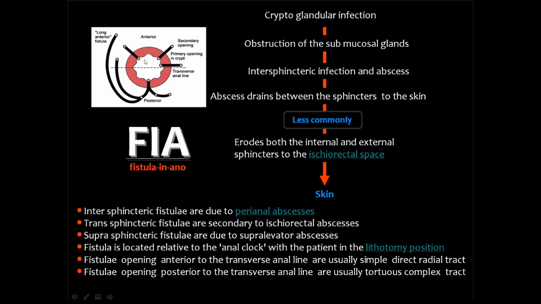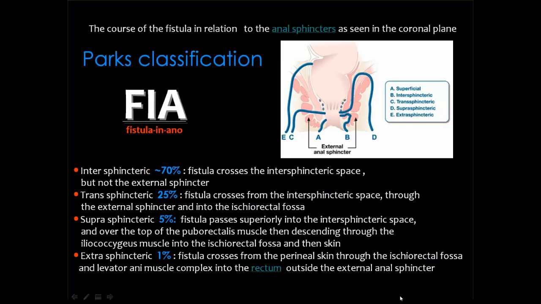They are single track with no side branches and so on. But if the fistula occurs posterior to this line, then you expect that they are branching and going into different directions. Fistulae opening posterior to the transverse anal line are usually tortuous and complex.